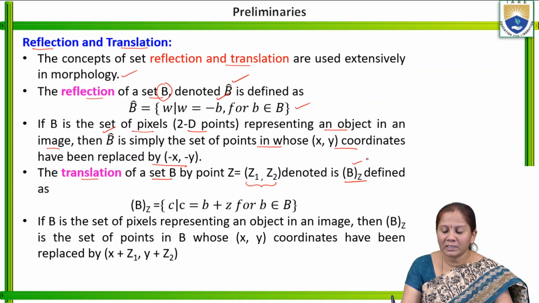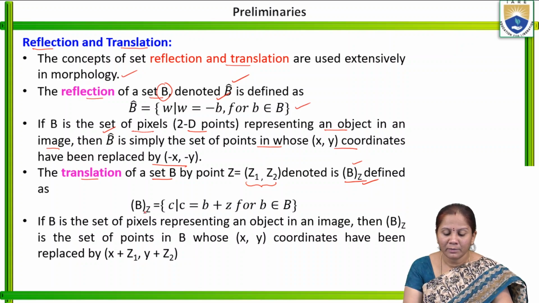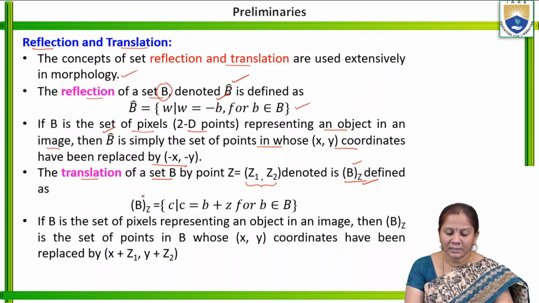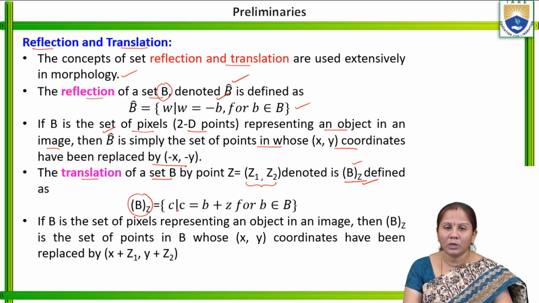So this B indicates a set and this z indicates one point in set B. It is defined as B subscript z, that is, the translation of set B is equal to C, where C is equal to B plus z for B belonging to the set B.